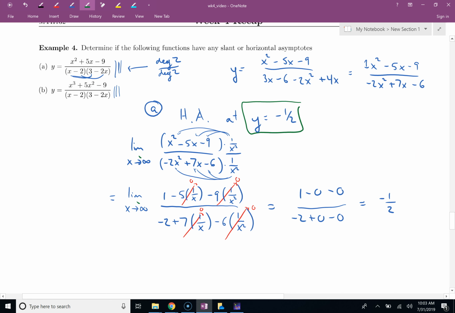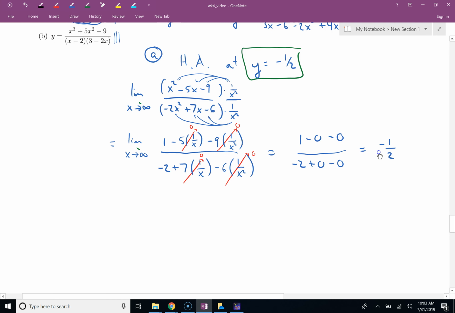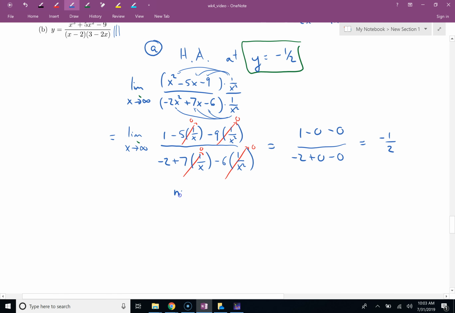And as I said, you're only going to have either a horizontal or a slant asymptote. Because this has a horizontal asymptote, we don't have to talk about the slant asymptote at all. I'll go ahead and specify: this function has no slant asymptotes, because it has a horizontal asymptote. All right, so let's go ahead and move on to part B.